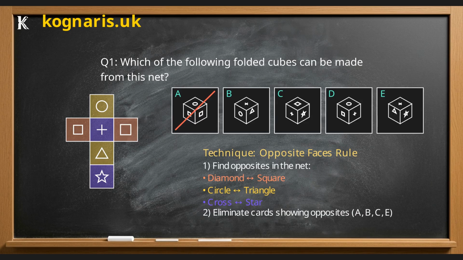Option A shows the diamond and the square next to each other. Since they are opposites, option A is incorrect. Option B shows the circle and the triangle touching, which is impossible. Option C shows the cross and the star touching, so it is incorrect. Option E also shows the cross and the star touching. That leaves us with option D. It has the circle, the cross, and the diamond. None of these are opposites. So option D is our correct answer.